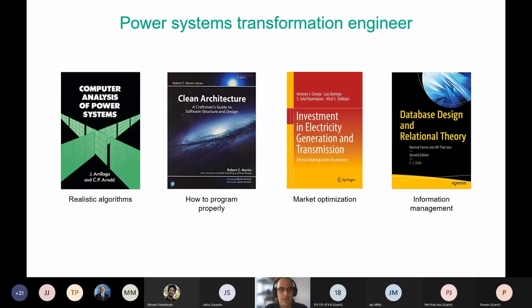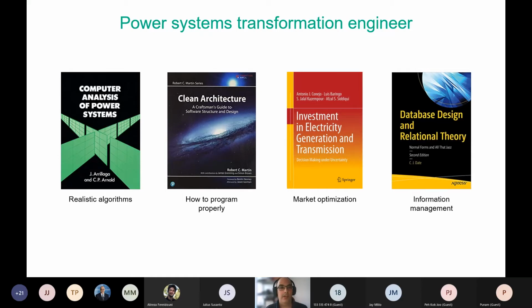And it's some person that knows a lot about realistic algorithms. And I have here this excellent book from 1990 by Rejaga and Arnold, that does have realistic algorithms, and they also explain how they did their software. And that's, I think, the greatest value of this book, is that the authors were also their own software developers.